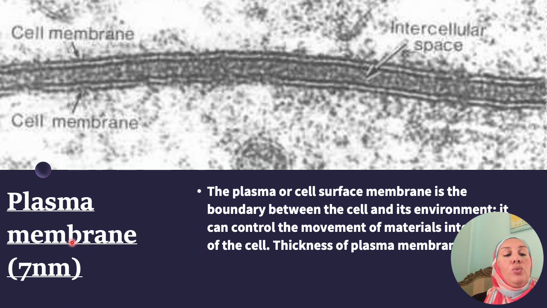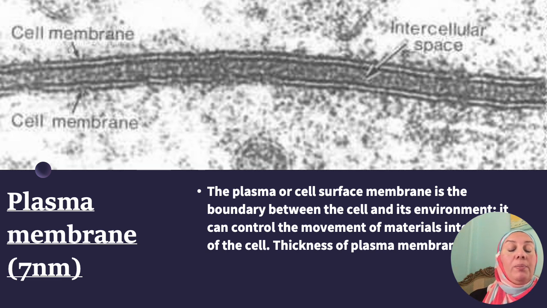Now here we need to note the size of the plasma membrane, 7 nanometers, and I also suggest that you memorize that number. So many numbers here, we would like to memorize them to be able to compare sizes in an animal cell or a plant cell.